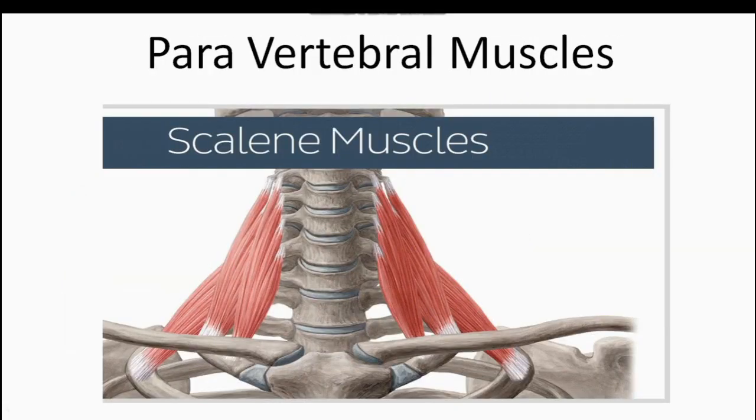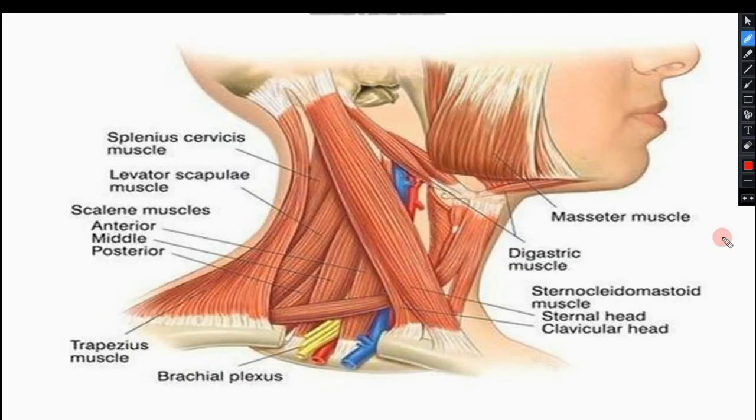Now we will talk about the paravertebral muscles, the scalene muscles. Here we can see the paravertebral group of muscles. Before this, I want to show you the sternocleidomastoid. See, this is the sternocleidomastoid. Clear? And we can see here these are the paravertebral group of muscles, the scaleni muscles: scalenus anterior, scalenus medius, and scalenus posterior is here.